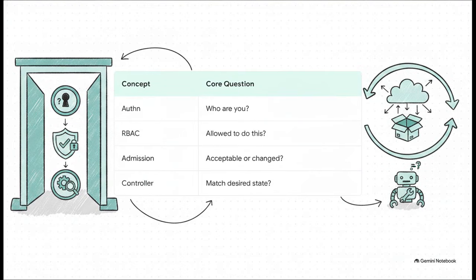Finally, Section 6, the ultimate mental model. Let's lock in everything we've covered today. This is your mental framework for cluster governance right here. Authentication asks, who are you? RBAC asks, are you allowed to do this? Admission asks, is this specific object acceptable, and should we change it? And then the controller asks, does the cluster continue matching this desired state after the object is created?